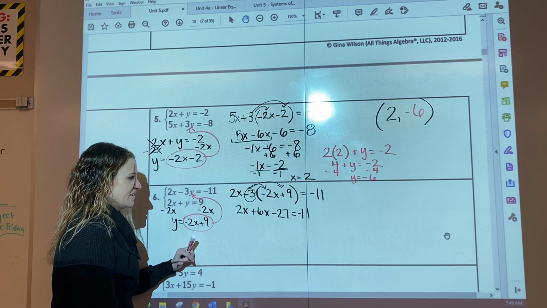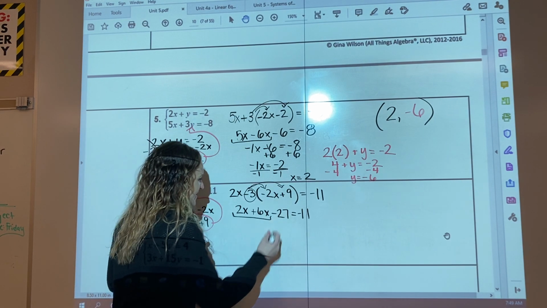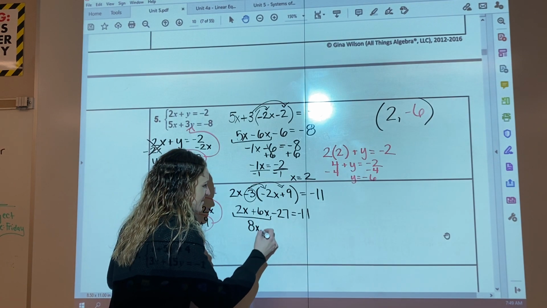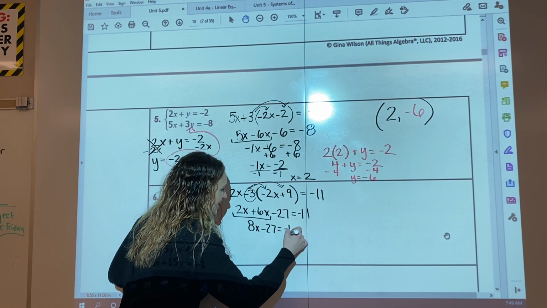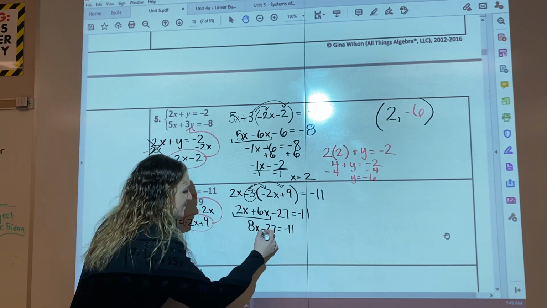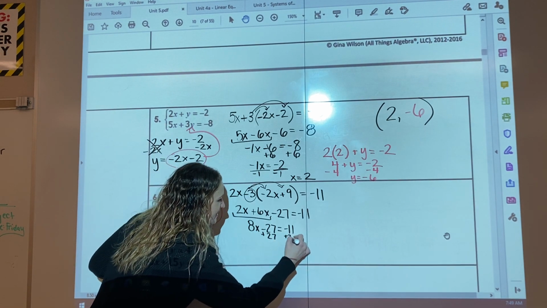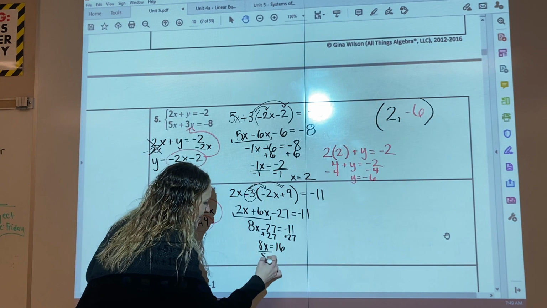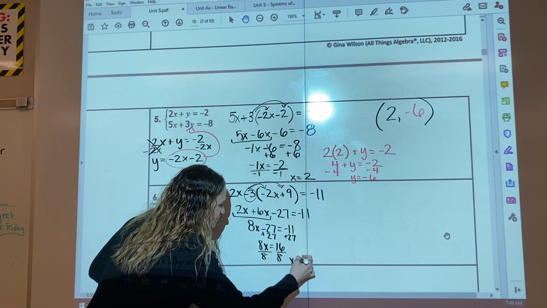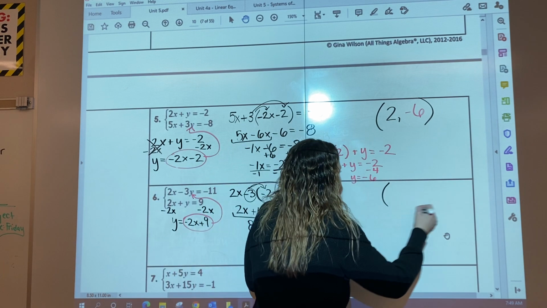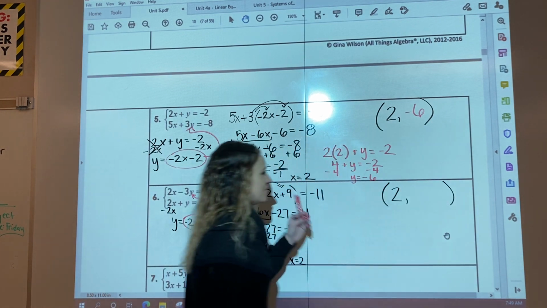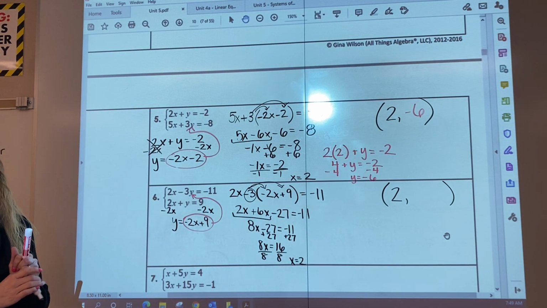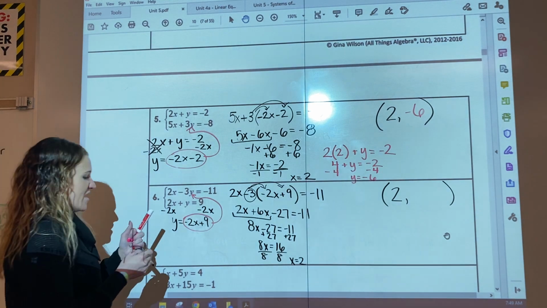So far, so good. All right, I'm going to add those two together because they're like terms on the same side. And I get 8x minus 27 equals negative 11. I'm going to add 27 to both sides. 8x equals 16. When I divide by 8 on both sides, x equals 2. All right, I've got half of my problem here. Now I just have to take that value of 2 and plug it back in and solve for my y.